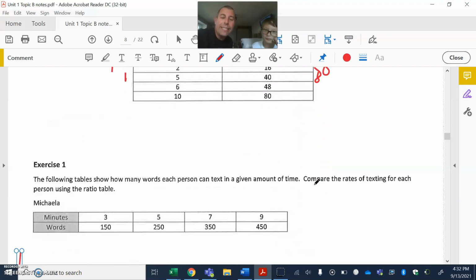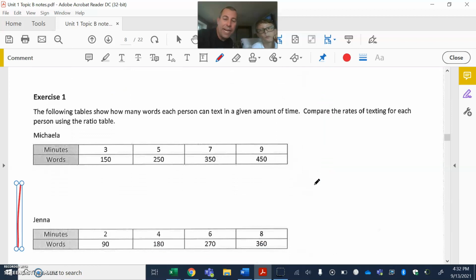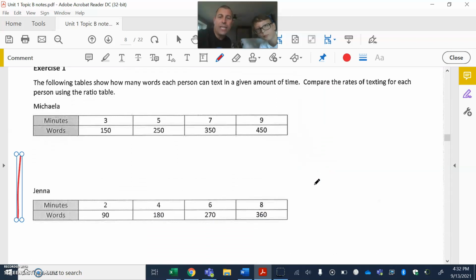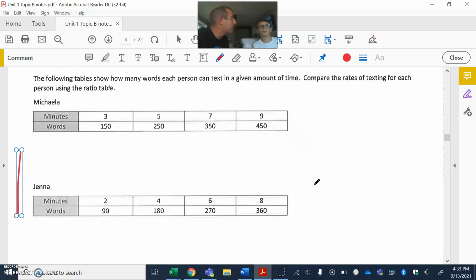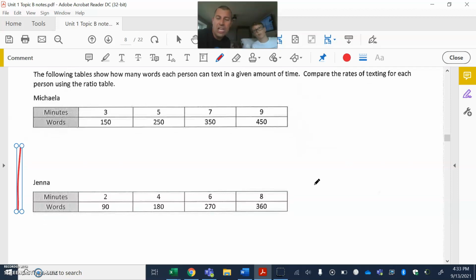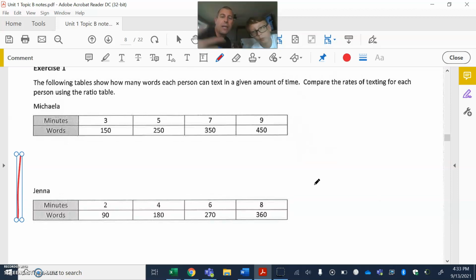So what we're really doing here is making comparisons. So all right, Matthew, we've got some people that are texting, and it's how many words they can get in how many minutes. So what we're looking for, if I'm going to compare Michaela with Jenna, is numbers that are the same. So I'm going to focus in on the minutes here, Matthew. When you scan across those minutes, and then you scan across the minutes for Jenna, do you see any numbers that are the same?